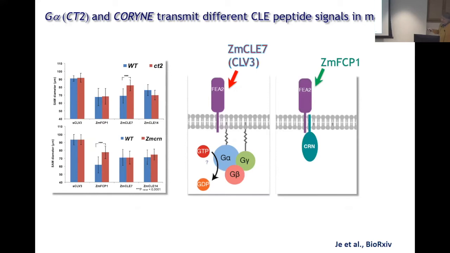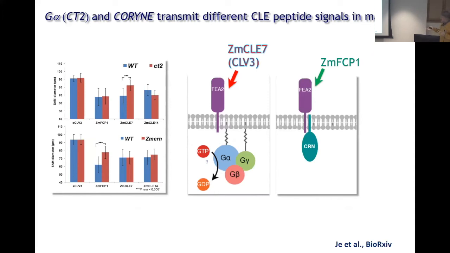we have two different signals going through the same receptor, two different peptides. One is Cle7, which is the maize version of Gbeta-3, and one is FCP1, which is a different Gbeta-3 related peptide. Two different signals go through the same receptor, and they come out to different outputs.